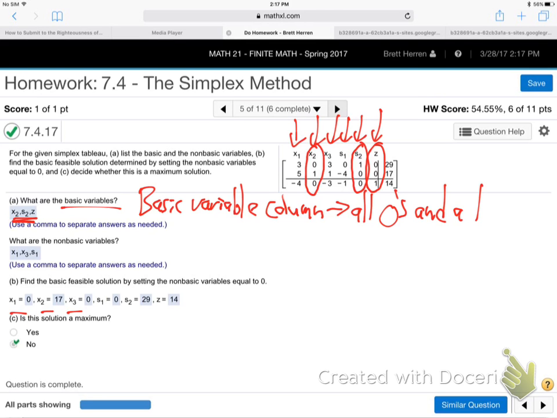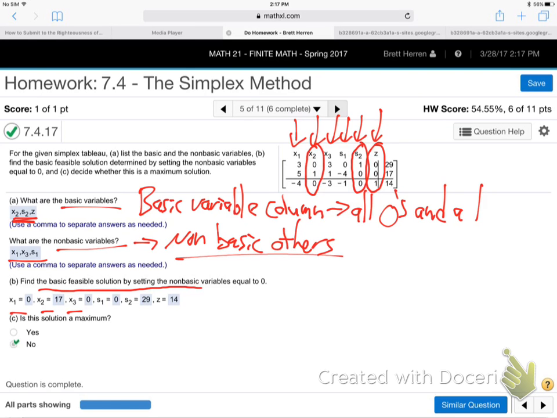What are the non-basic variables, the other ones, right? Non-basic are the others. The ones that are more complex than just a bunch of zeros and a one. They're not basic. They're not simple, right? That'd be the other letters. That's X1, X3, and S1. Good. Now, find the basic feasible solution by setting the non-basic variables equal to 0. That's always what we do at the end of the problem.